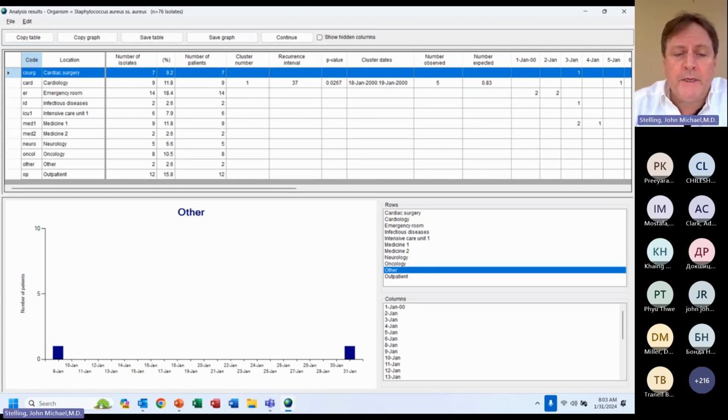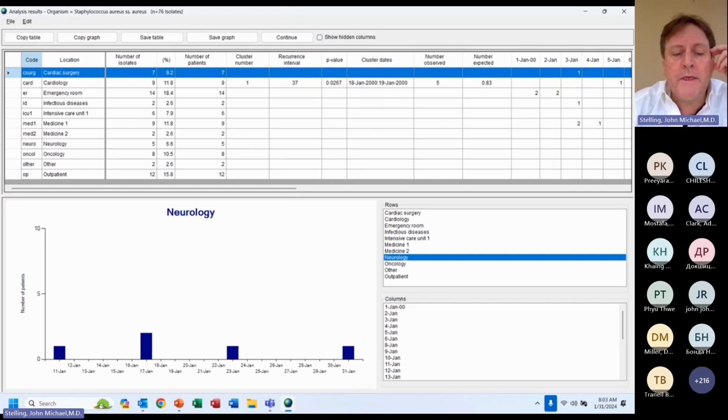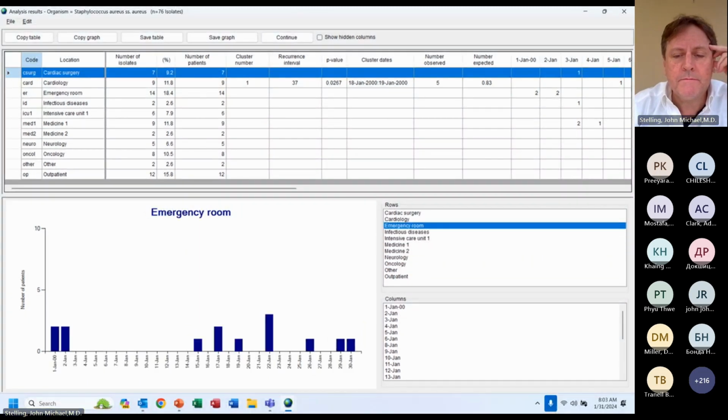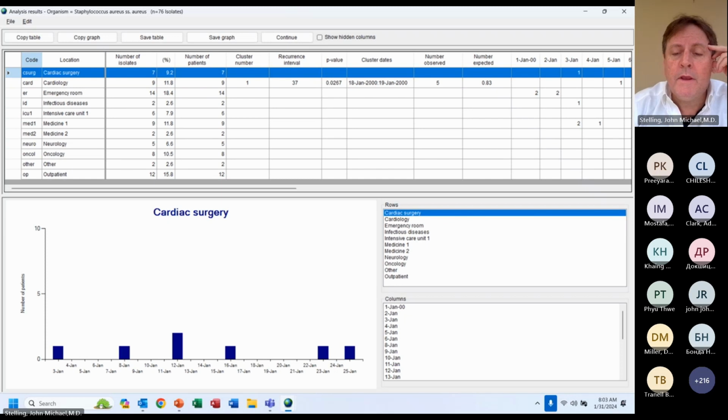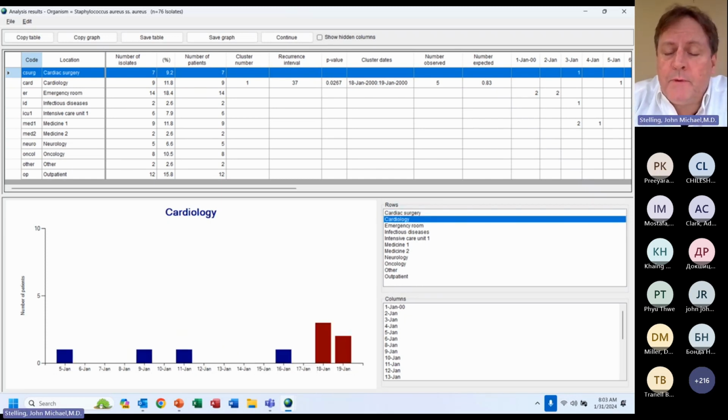Here's the graph for outpatient. I'm looking at many different graphs. And one of them has these red bars. And I had this example also in the PowerPoint. So all of these locations look like they have no specific problem with Staphylococcus aureus, except for cardiology. And here what you can see is that on January 18th, there were 3 people. January 19th, there were 2 people. So that's 5 people in a 2-day period, which is more than the Staphylococcus aureus in the rest of the month.